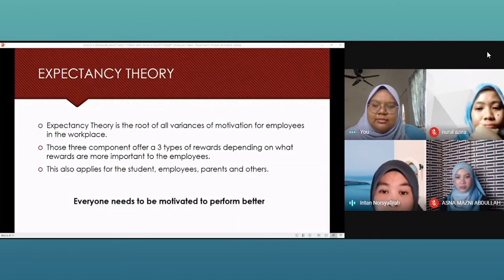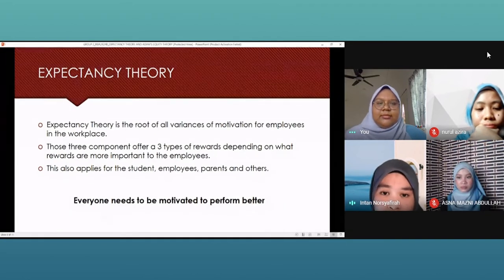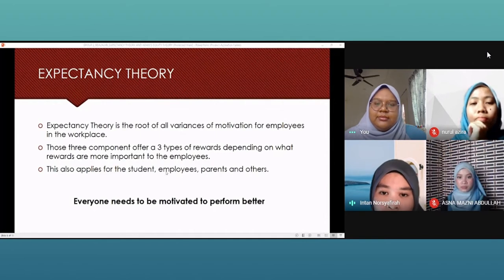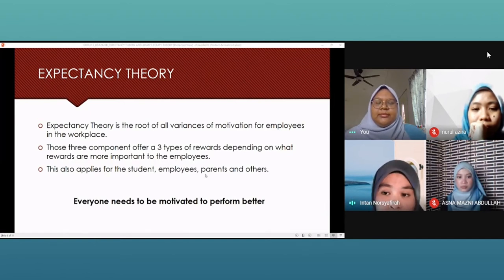So to conclude the expectancy theory, it is the root of all variants of motivation for employee in the workplace. What an employee expects from the employer is a direct relation to the employee motivation for performance. Expectancy, instrumentality, and balance offer three different types of reward for employees, and depending on what type of reward is most important to them, employees base their level of work and performance on the anticipation of how their employer will react. This will also apply to the student, employee, parents, and others.